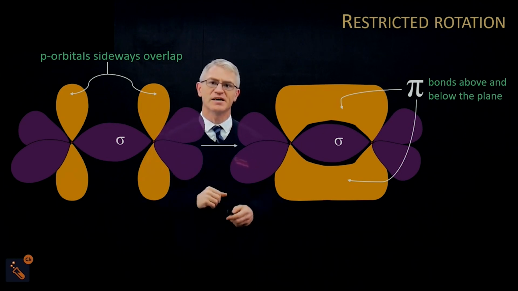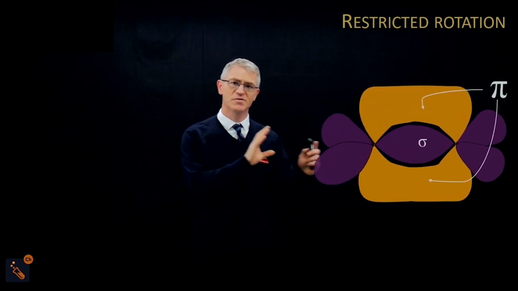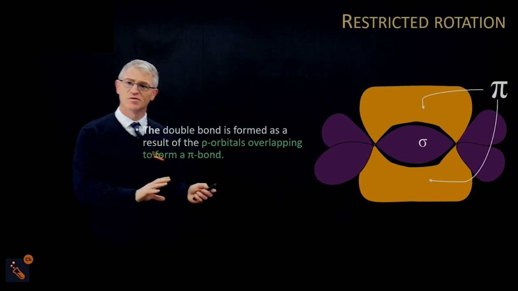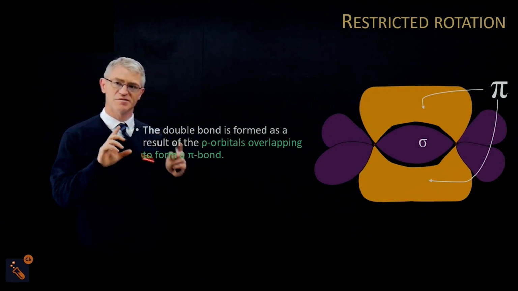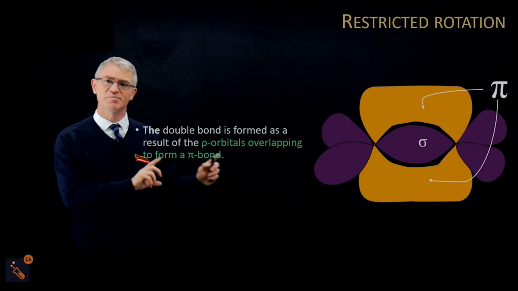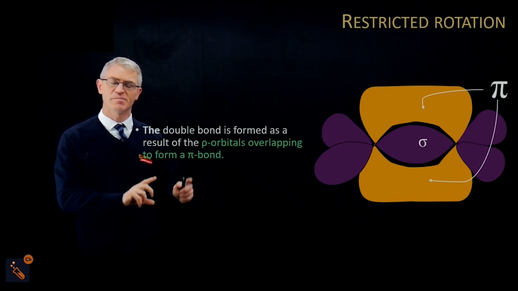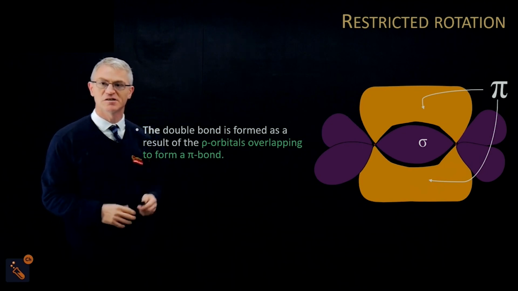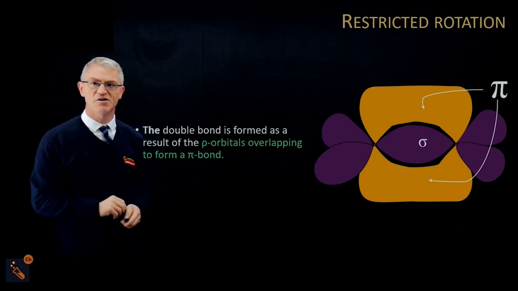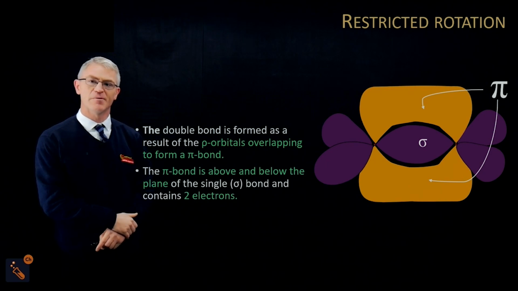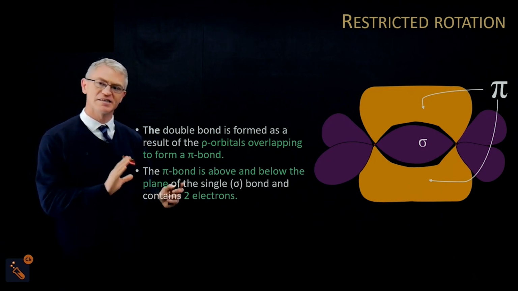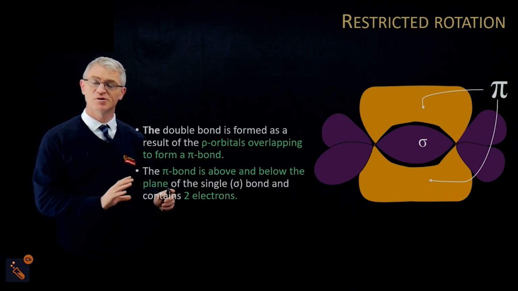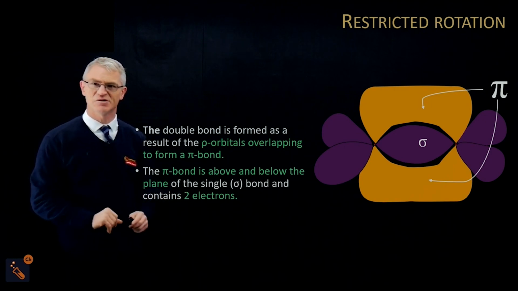Now, if we leave that up here right now and look at the formal definition that you need for your exam: the double bond is formed as a result of the p orbitals overlapping to form a pi bond. You can add sideways overlapping as well to make it a fuller answer, but it's really important you just say they're overlapping to form that pi bond. Now, if you're asked about the structure, say that the pi bond is above and below the plane of the sigma bond, and you can say of the single bond, which is correct, but doesn't really get you any marks.